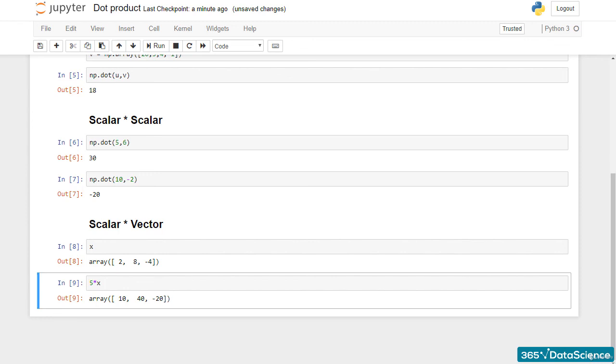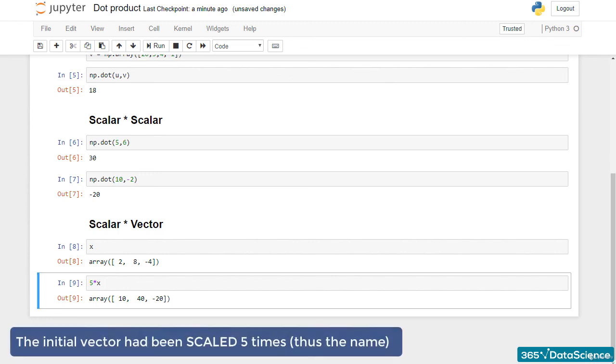What's interesting is that the initial vector had been scaled 5 times. So, multiplication by a scalar doesn't change the shape, but only the scale of the values. Got it. That will do for now.